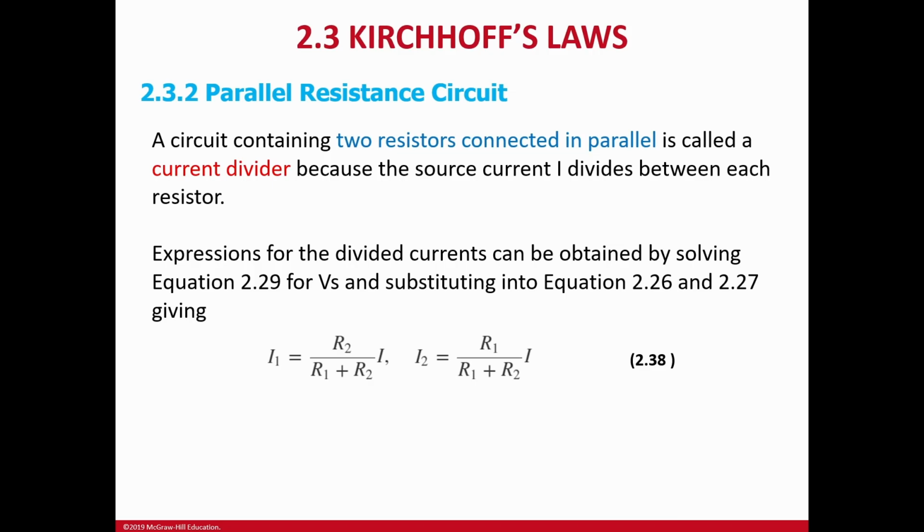If you want to get the current divider for I1, there will be R2 in the numerator. For the voltage divider, it's R1. So pay attention to that. And if you want to get the current divider of I2, you need to put R1 in the numerator. So just remember what you have learned in electrical engineering.